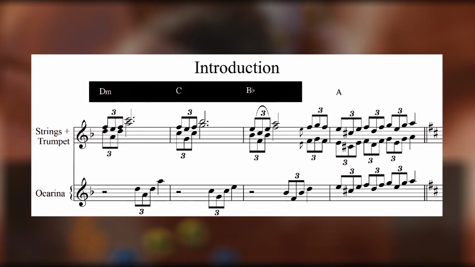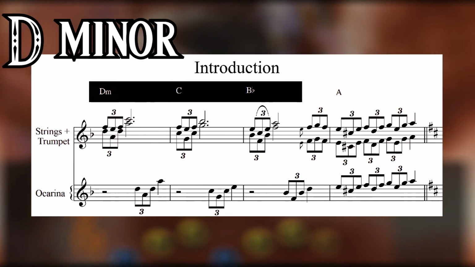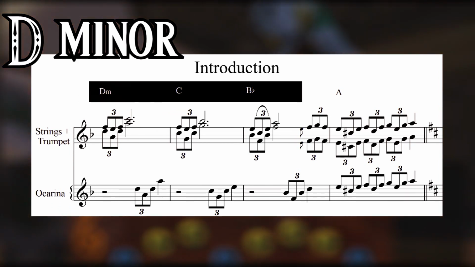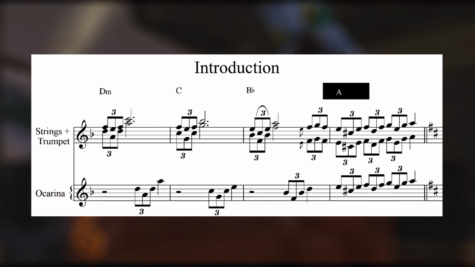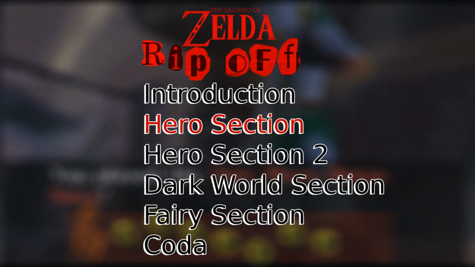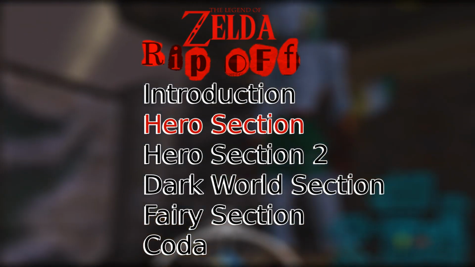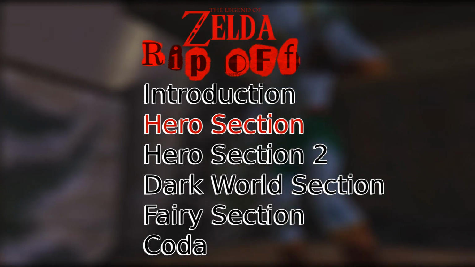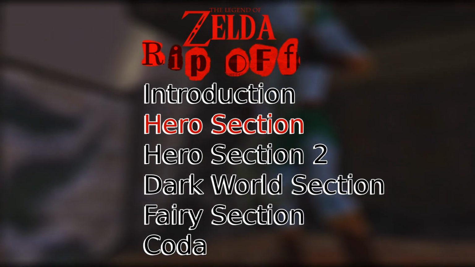So the first three chords here are in the key of D minor, until the final A major chord implies the parallel key of D major. But this modal mixture is going to get a lot more complicated in the following hero section, where we start to develop our simple motif into a full melody. Let's listen.